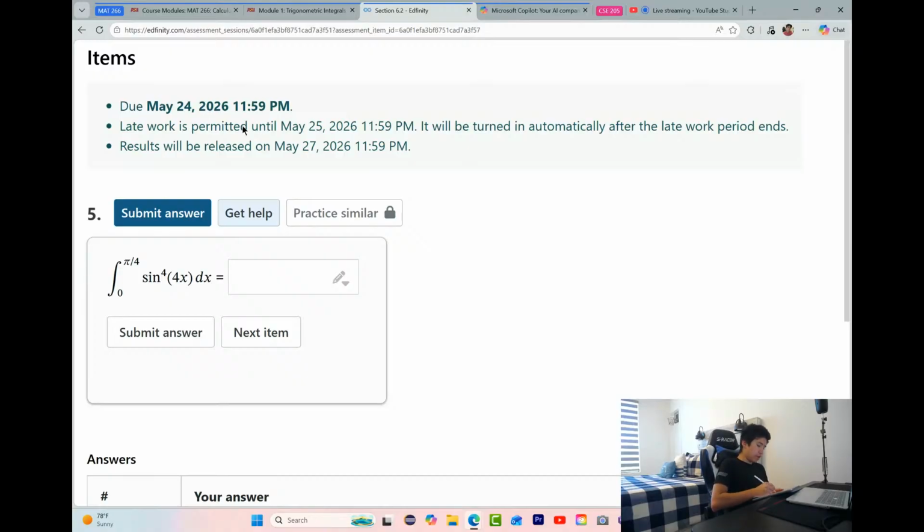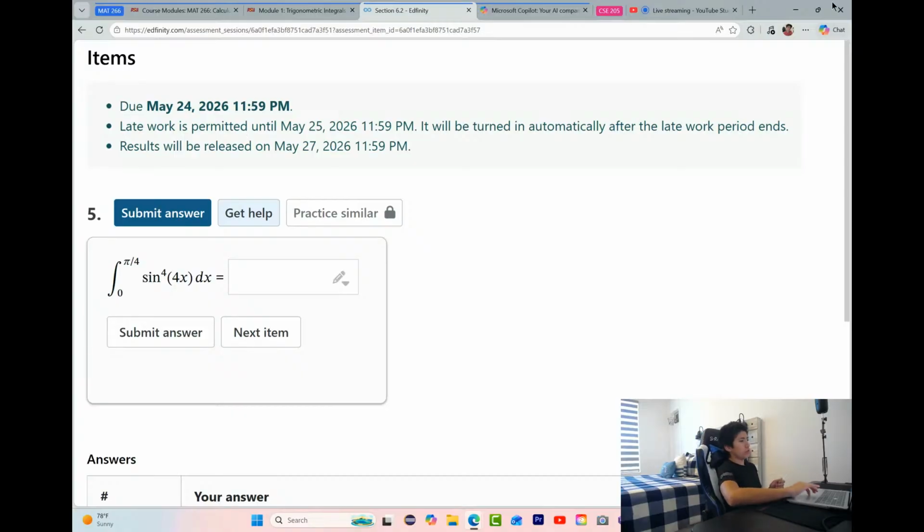We have the integral from 0 to pi over 4 of sine to the power 4 of 4x dx. Perfect. So what's the first step? We do not have two products to use integration by parts.